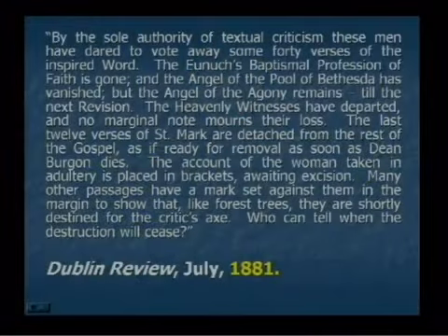And they surely have. The account of the woman taken in adultery is placed in brackets, awaiting excision. Many other passages have a mark set against them in the margin to show that, like forest trees, they are shortly destined for the critic's axe. Who can tell when the destruction will cease?